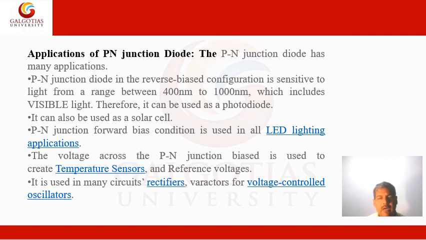The PN junction in forward bias condition is used in all light emitting diodes for lighting applications. The voltage across the PN junction is used to create temperature sensors and reference voltages. It is also used in many circuits as rectifiers, varactors, for voltage control, oscillators, and so many more.